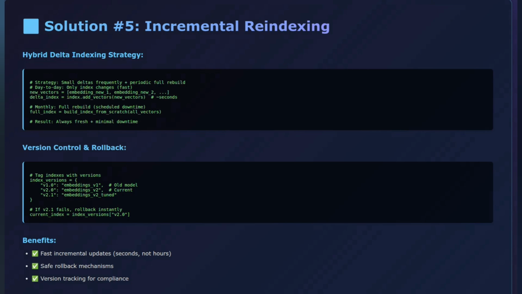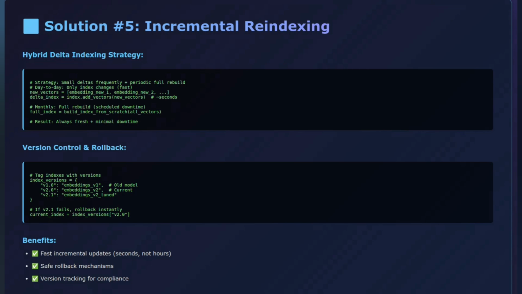Incremental delta indexing. Instead of rebuilding the entire index, just update the changed vectors. Every day, you only index the new vectors added that day. Takes minutes. Every month, you do a full rebuild during a scheduled maintenance window. Takes hours, but only happens monthly. You get fresh indexes without constant pain. Versioning and rollback. Tag each index version. If you deploy a new index and it's broken, roll back instantly to the previous version.